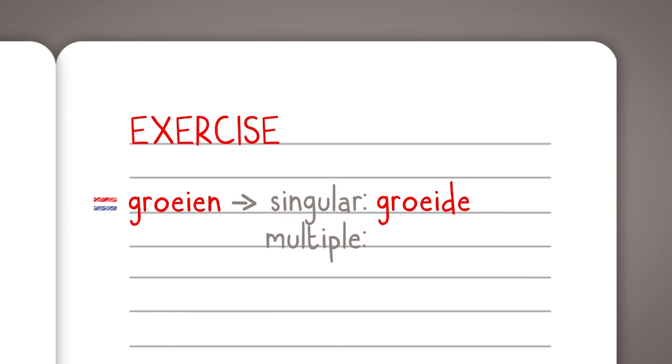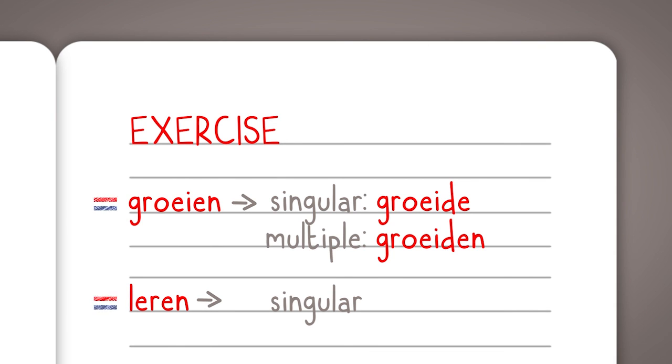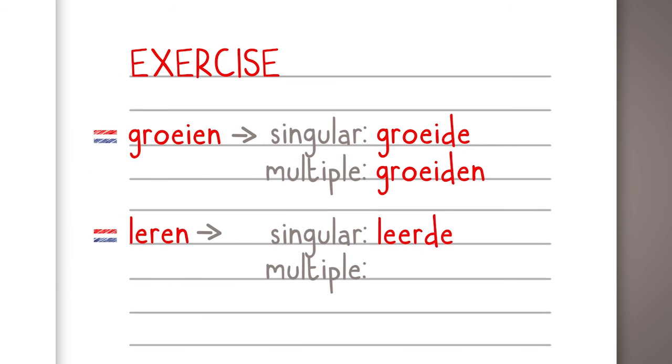Groeien. To conjugate into the imperfect tense for a singular person, groeien turns to groeide. For multiple people, it turns to groeiden. For leren, what does it turn to for singular person? Leerde. And for multiple people? Leerden.